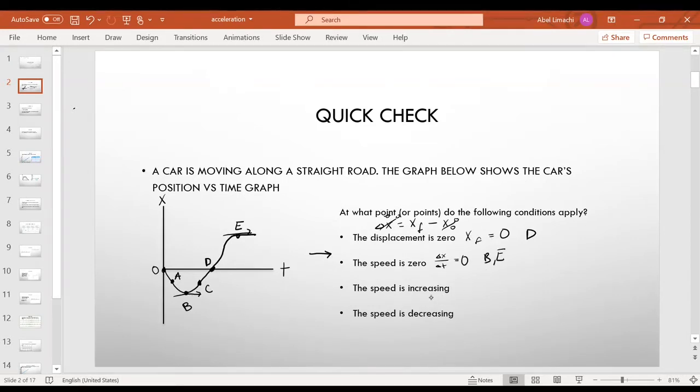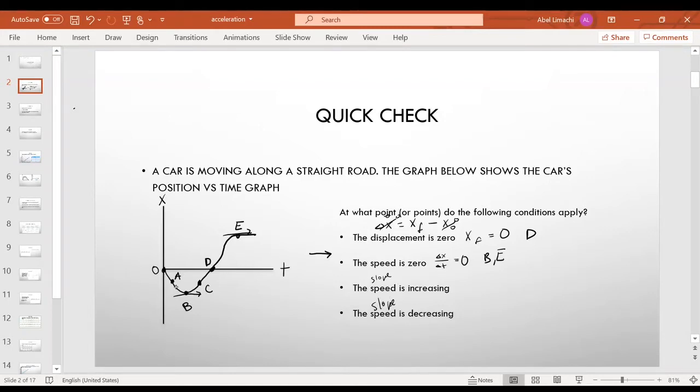Okay, the speed is increasing, and then we have the speed is decreasing. Well, we know that the speed is the slope of this, so we can really write the slope is increasing, the slope is decreasing. Now let's think about this. A slope increasing means it's getting steeper. A slope decreasing means it's getting less steep.